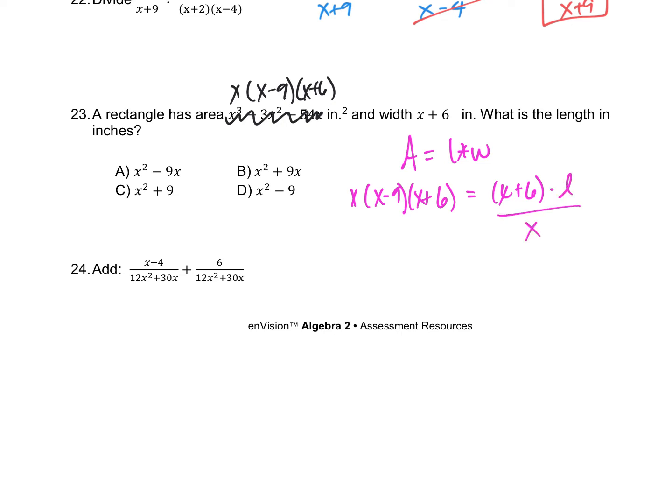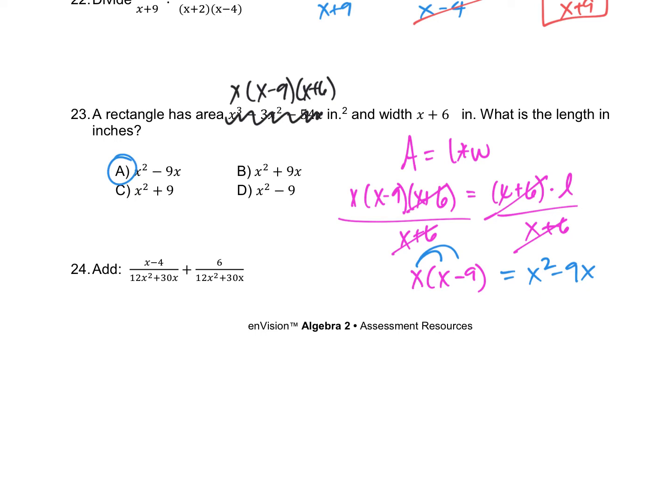So we need to divide both sides by the width. Those would cancel, and so we get x times x minus 9. Notice x times x minus 9 isn't an answer choice, so we will have to distribute that x to get x squared minus 9x, and that would be letter choice A.